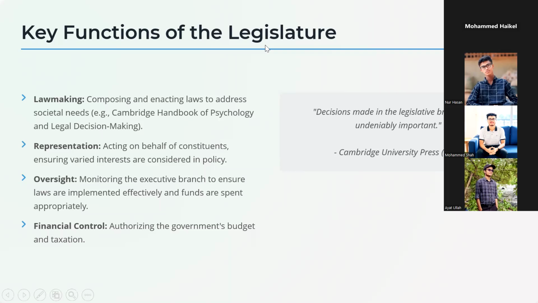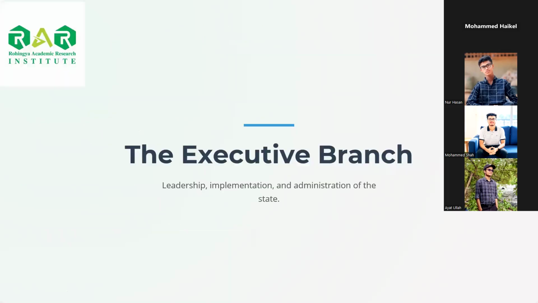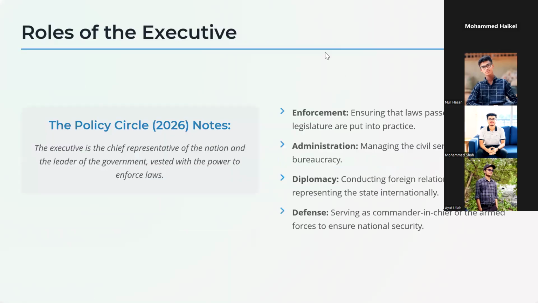So decisions made in the legislative branch are undeniably important, and that is what Cambridge University Press says in 2024. Decisions made in the legislative branch are undeniably important. So it means it is very important. Now, the executive also does the following. They enforce the law, like I said before, and they manage all civil servants and state bureaucracy.